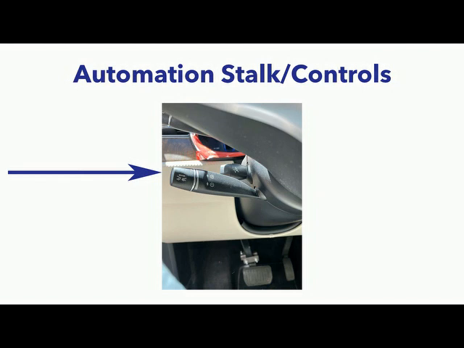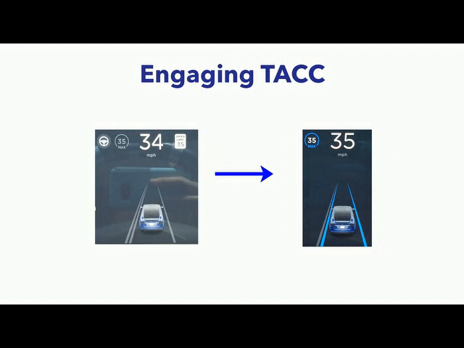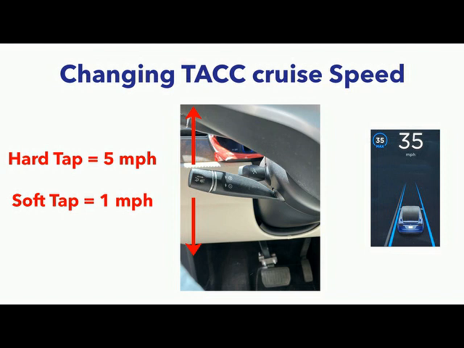windshield controls. TAC. To engage the traffic-aware cruise control, or TAC, pull the automation stalk towards you once. When the TAC is engaged, the speedometer icon on the instrument panel turns blue and displays the set speed. To change the set speed while using TAC, press the automation stalk up to increase or down to decrease the speed. A hard tap will change the speed in increments of 5 miles per hour, or a soft tap will change the speed in increments of 1 mile per hour.